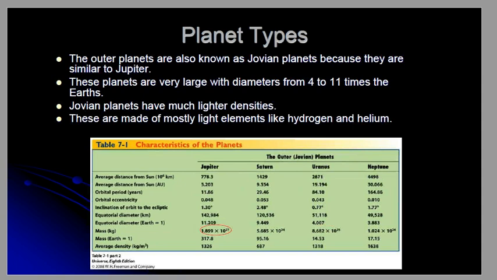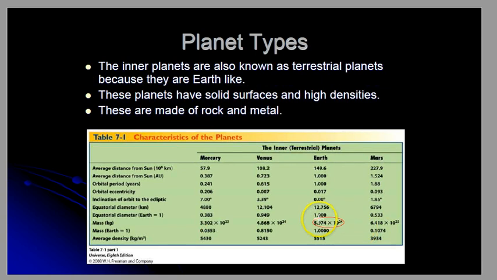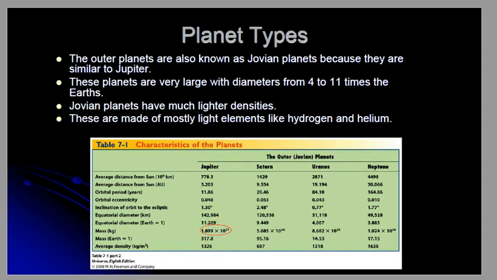Then we get out to the Jovians, or the gas giants. The gas giants are 4 to 11 times the size of the Earth, with much lighter densities. But again, Jupiter here, 1.89 or 1.9 times 10 to the 27 kilos. All right, call that 2 times 10 to the 27. Go back to Earth, 6 times 10 to the 24. It's 10 to the 24 versus 10 to the 27. That's a factor of 1,000. So it's a lot more mass, pardon me, a lot more mass than the Earth.